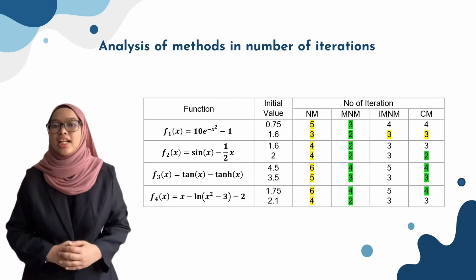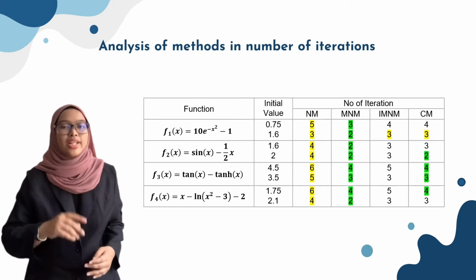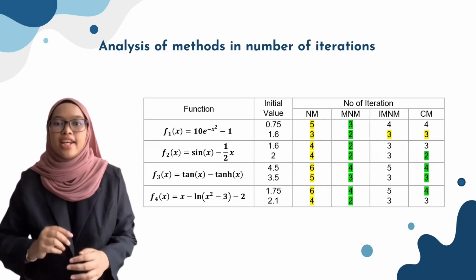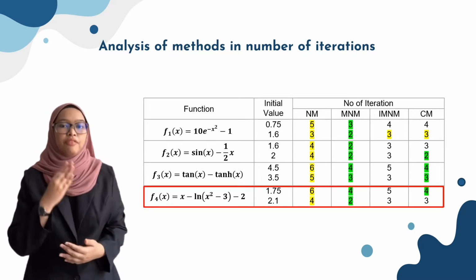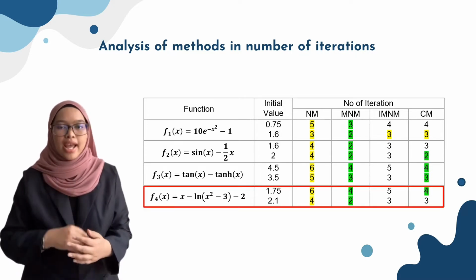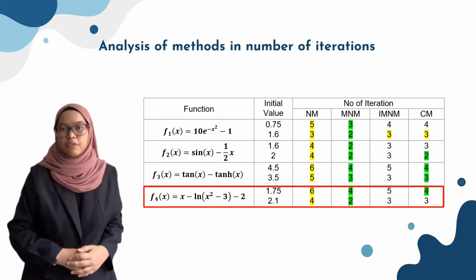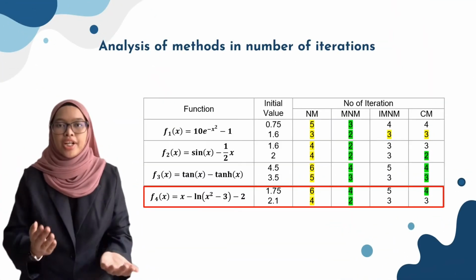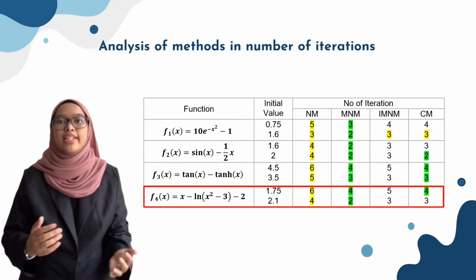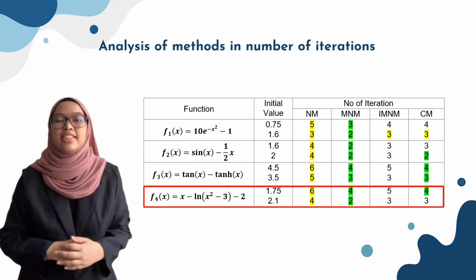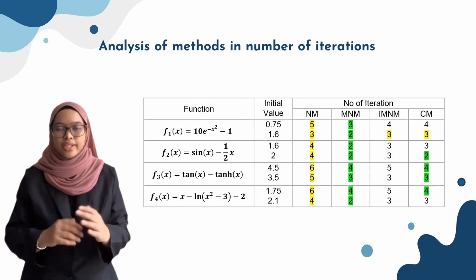Besides, it is critical to select the appropriate initial value. When the initial value is selected closer to the root, fewer iterations may be obtained. It can be proven from this table for the fourth function, which has an exact root of 2, where initial values 2.1 and 1.75 have been chosen. By comparing these two initial values, the initial value 2.1 produces fewer iterations for all methods than 1.75, since this initial value is closer to the exact root.